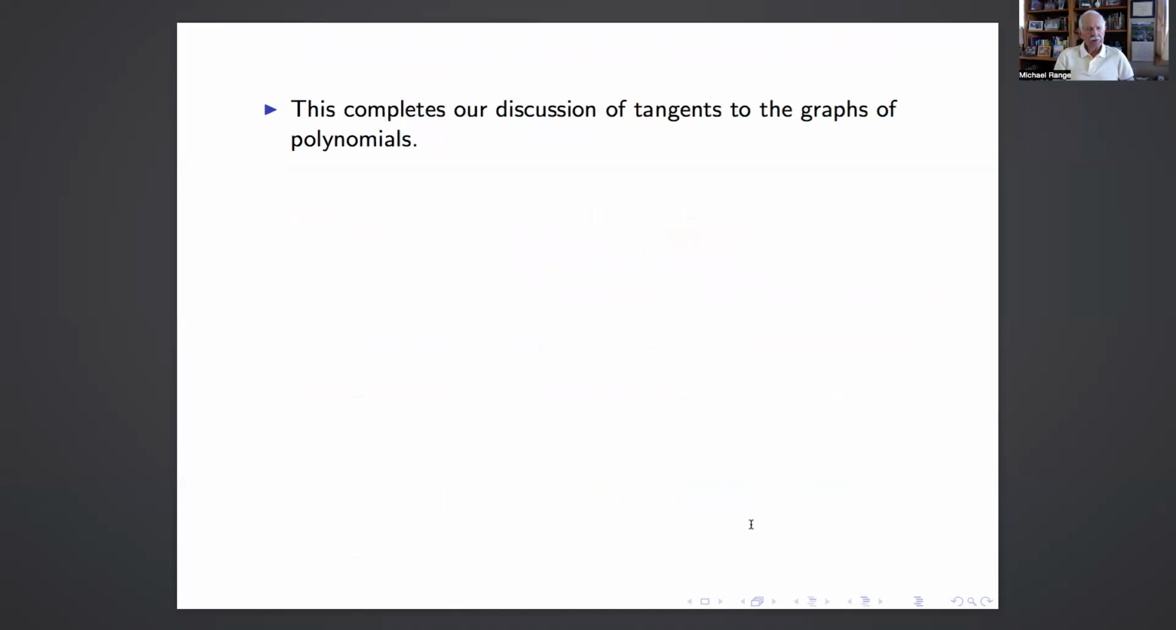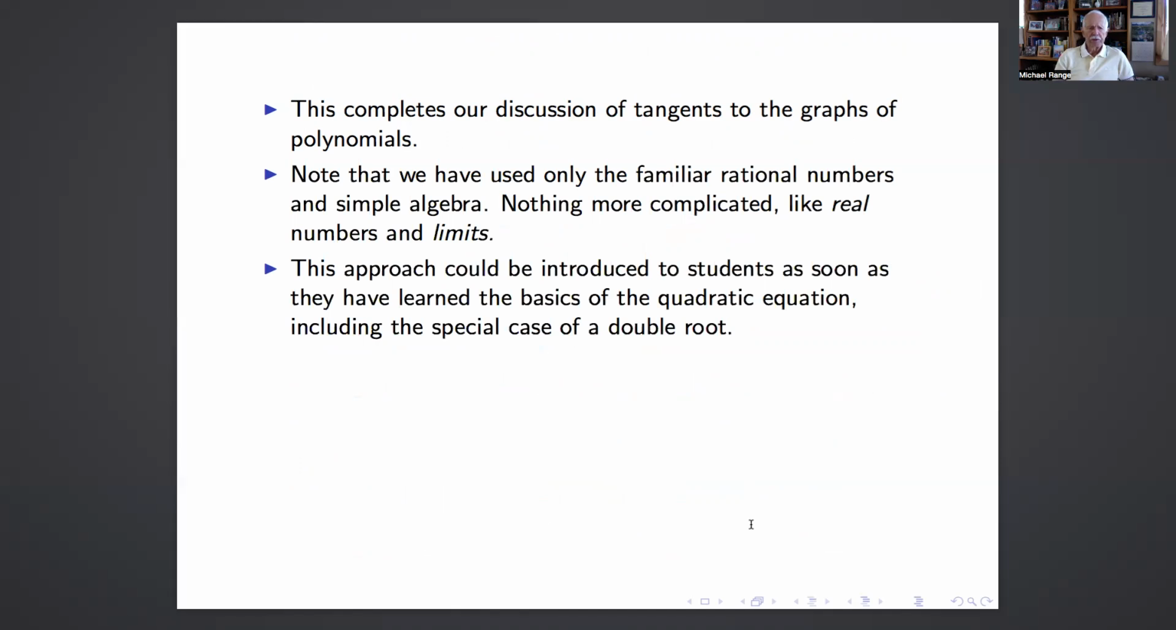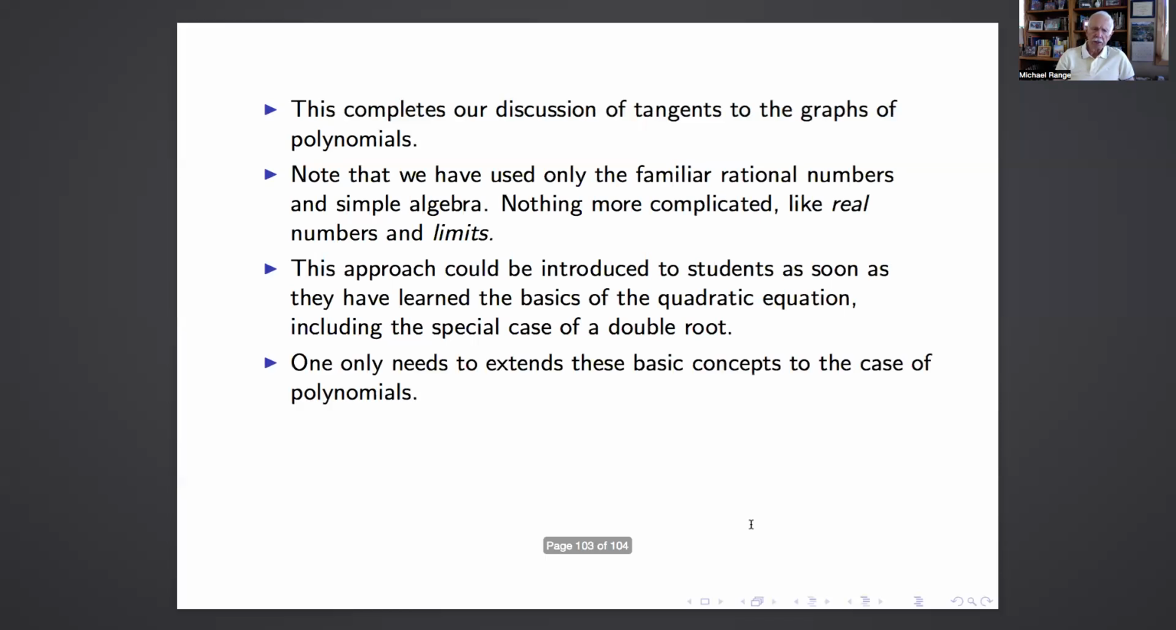So this completes our discussion of the tangents to the graphs of polynomials. And note again that we have only used the familiar rational numbers and simple algebra, nothing more complicated like real numbers and limits. This approach could be introduced to students as soon as they have learned the basics of the quadratic equation, including the special case of a double root. One only needs to extend these basic concepts to the case of polynomials.